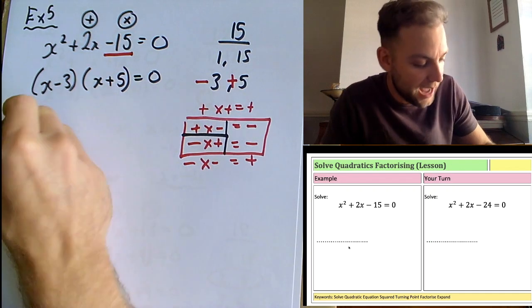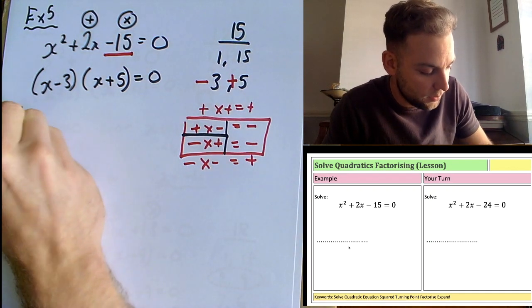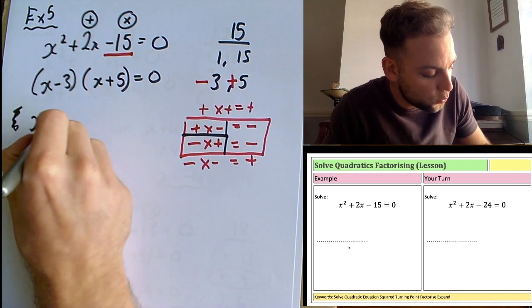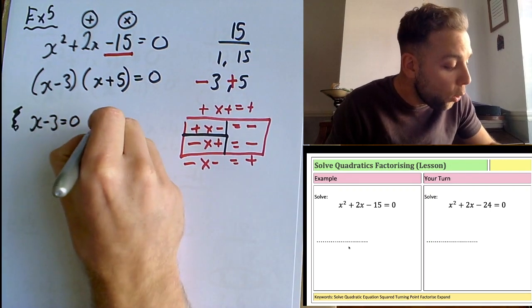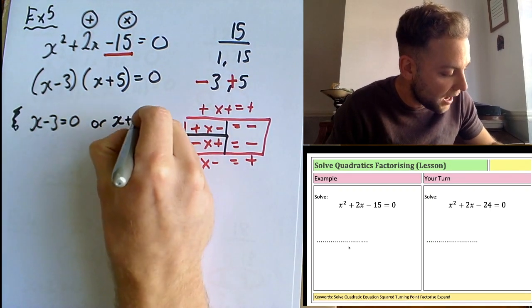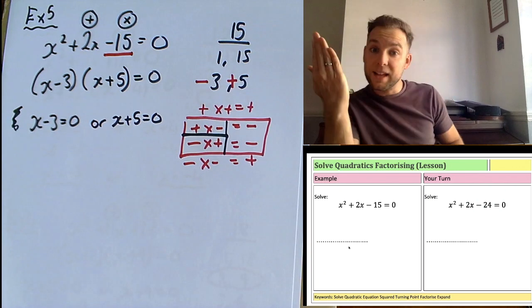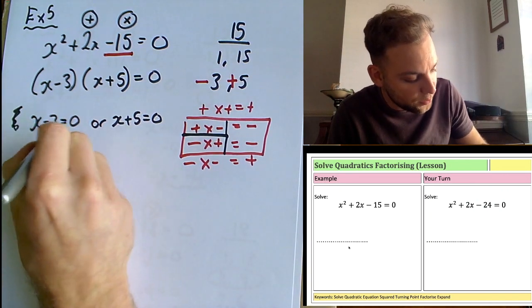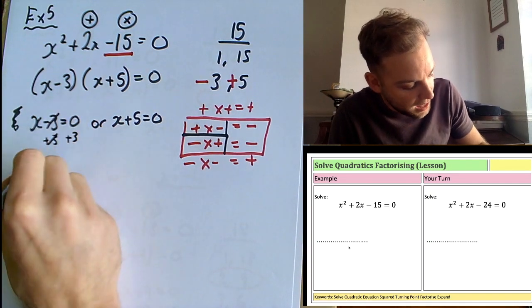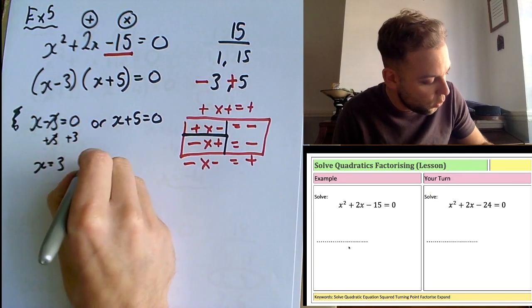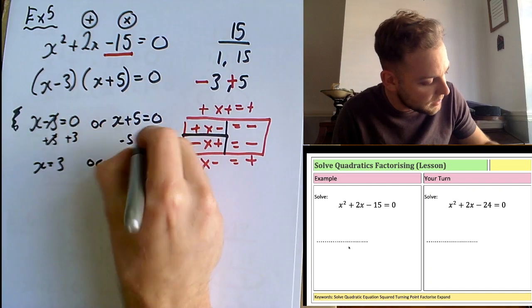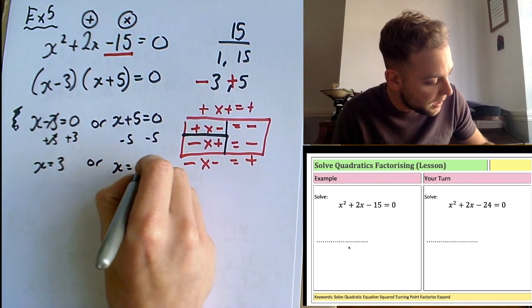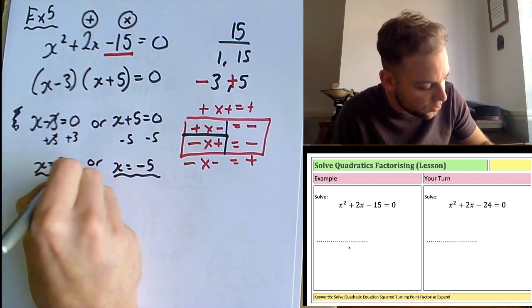So here now I've got x minus 3 is equal to 0, or x plus 5 is equal to 0. So either the left hand bracket is equal to 0 or the right hand bracket is equal to 0. So then I can add 3, x is equal to 3, or minus 5, x is equal to negative 5. And there are your two solutions.